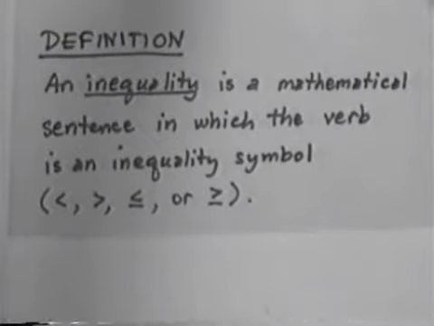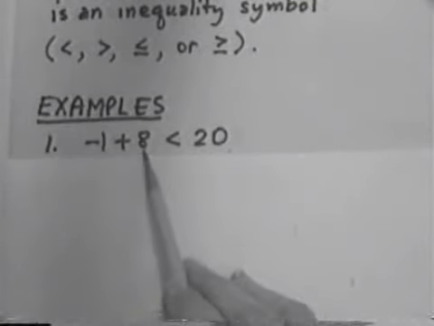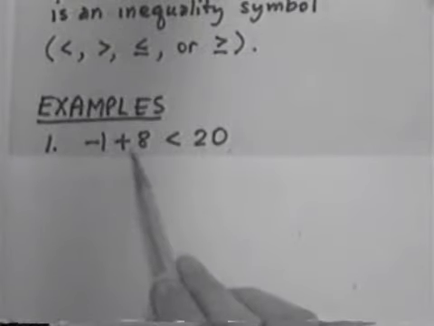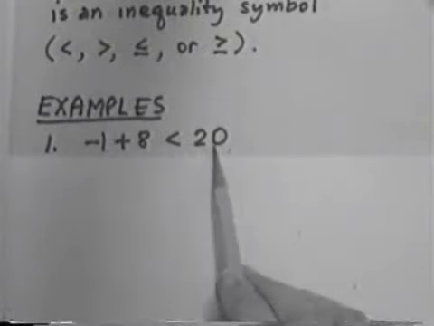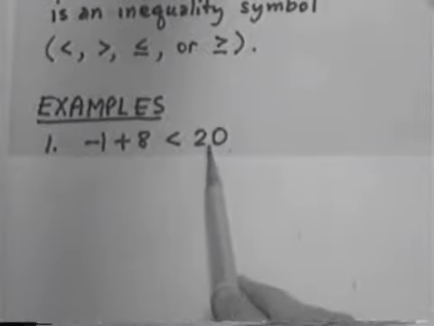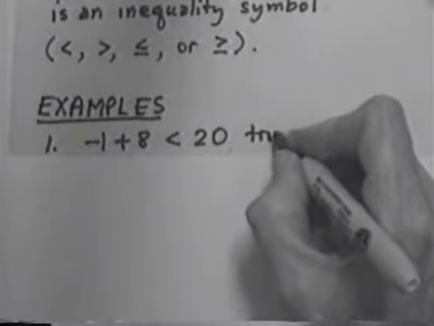Let's look at examples of these. Our first example says -1 plus 8 is less than 20. Well, -1 plus 8 is 7, and 7 is less than 20 is true. And so our first example is an example of a true inequality.